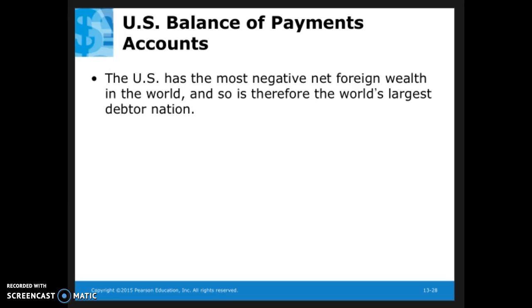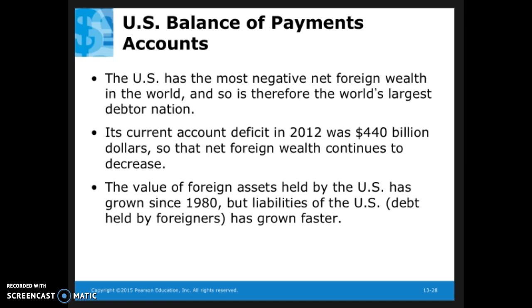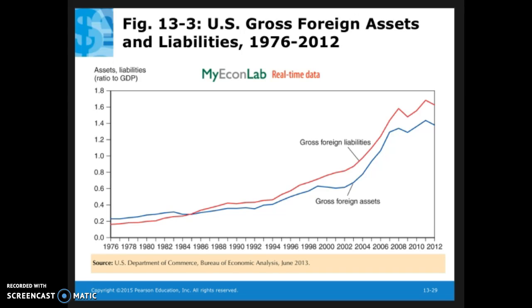So the US has the most negative net foreign wealth in the world. Therefore, it's the world's largest debtor nation. Our current account deficit was about 440 billion, so net foreign wealth continues to decrease. The value of foreign assets held by the US has grown since 1980, but liabilities, which is debt held by foreigners, has grown faster. Here you can see that.